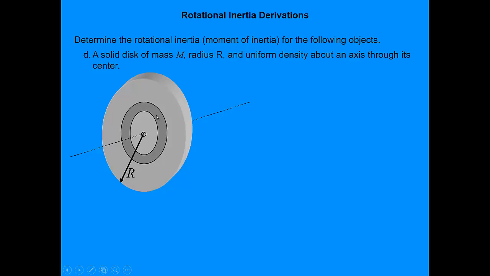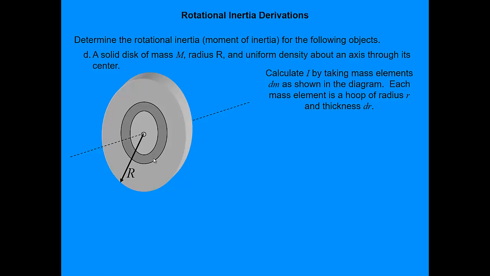But what we're going to do here is to break this thing up, instead of into little pieces, into little hoops. These hoops will have mass dm. They have a radius little r, inner radius little r, and a thickness dr. Now, because we're using dr and dm, my drawing is a huge exaggeration. These would be infinitesimally thin to be able to do an integral, to be able to capture all of this.